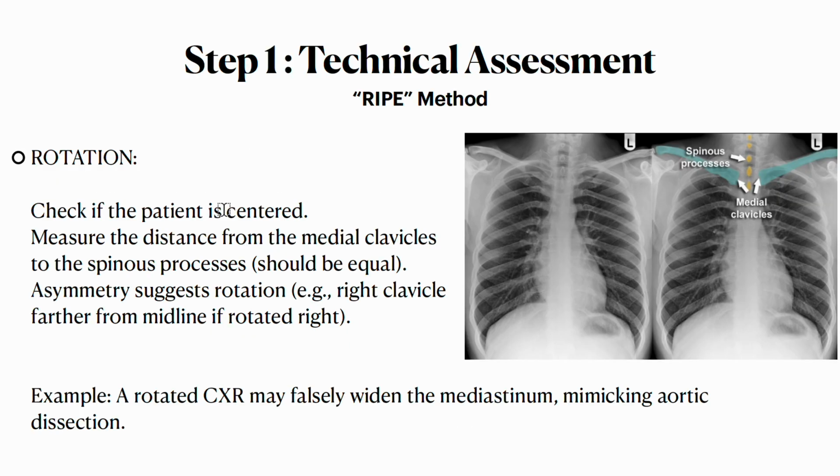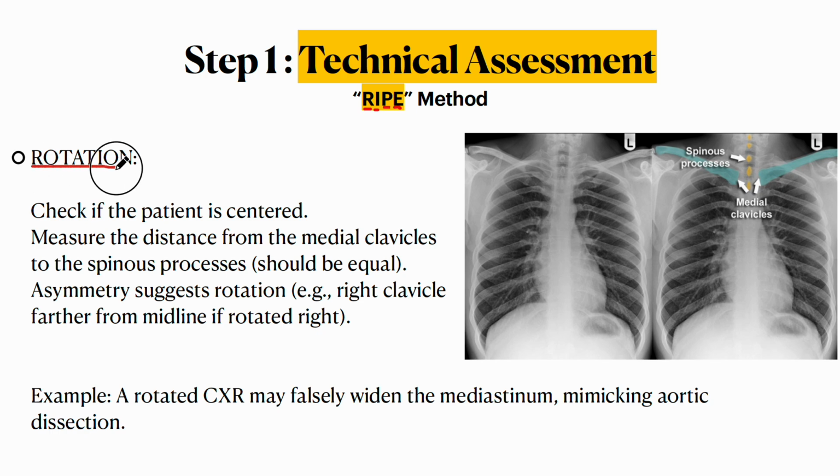So we do it in steps. Step 1 is technical assessment, step 2 is systematic interpretation, and then in step 3 we will talk about correlated morbidities, right? So in step 1 we do technical assessment, where we approach by the right method. R is rotation. We have to check whether the chest x-ray is ideal for our examination or not, technically. So we have to check for rotation, inspiration, position, and then exposure. We will talk about each of these, right?